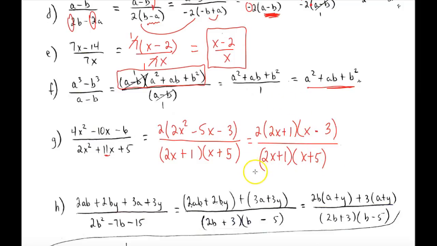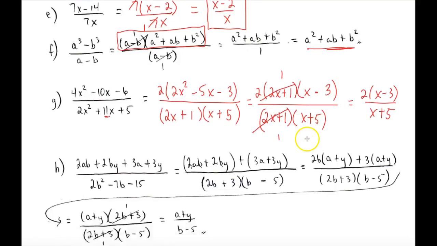All right, so now that we're here, we see that we have a common factor of 2x plus 1. So 2x plus 1, those things will reduce to 1. And what we have left is just 2 times x minus 3 divided by x plus 5. And so that will be our final answer there.